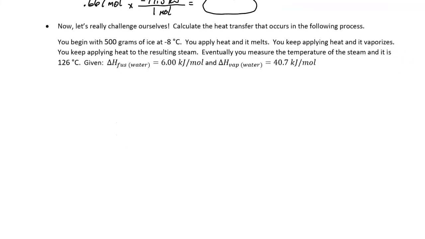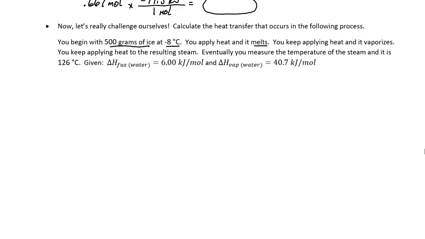All right, moving ahead to our final question. Calculate the heat transfer that occurs in the following process. We begin with 500 grams of ice at the temperature -8 degrees Celsius. We apply heat until the ice melts, turning into liquid water.